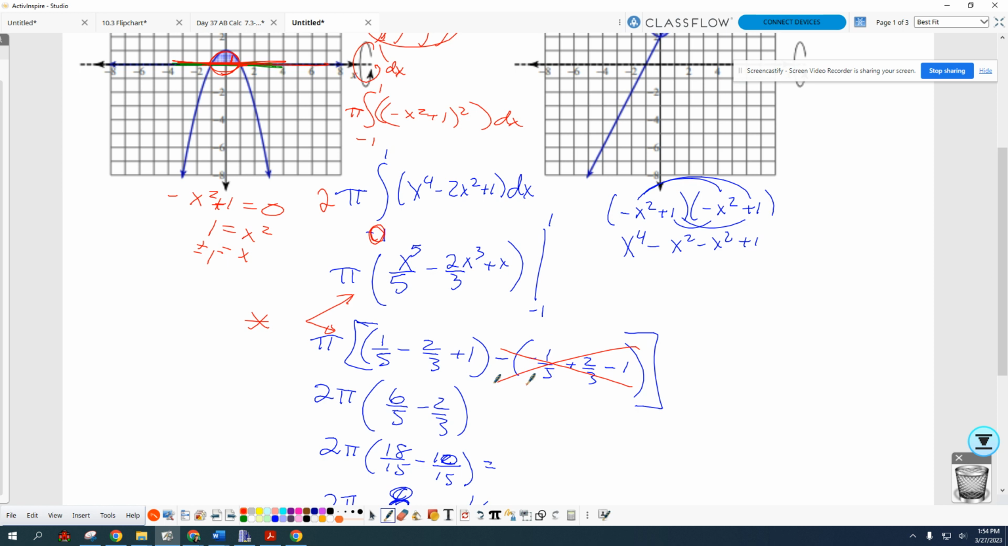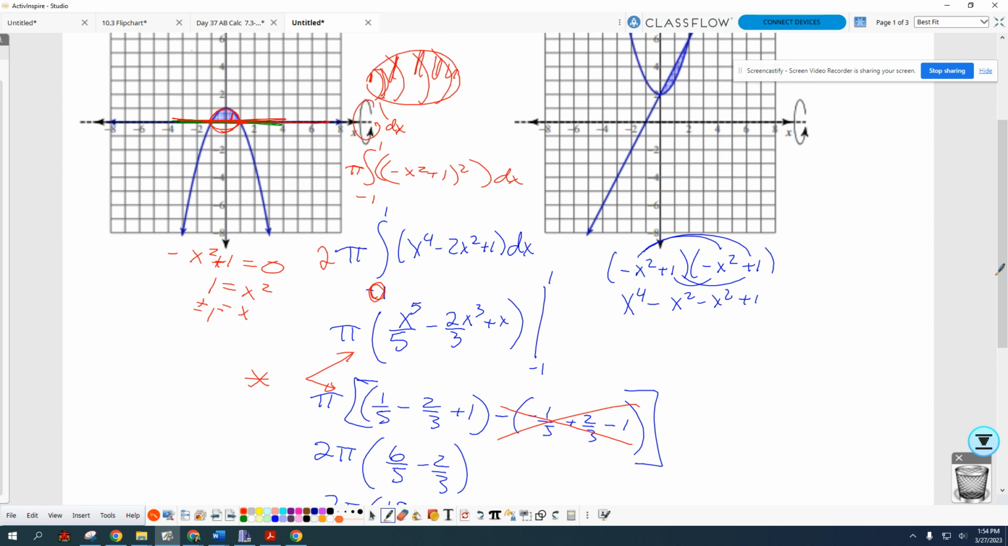You have to look at it and have an understanding of the graph. Like here, this one is not symmetric, but from -1 to 1 it is symmetric, so I can do that. You have to look at it and understand it's an even function. The left and the right are the same amount of stuff.